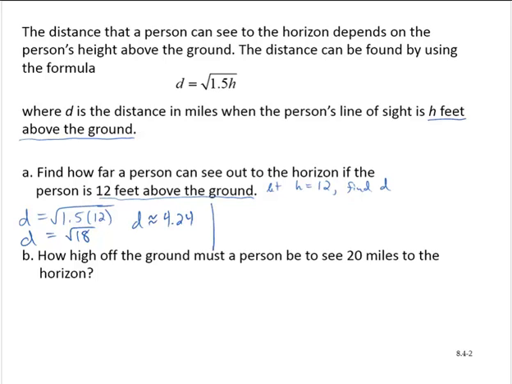Alright, so let's answer that. The question was, find how far a person can see out to the horizon. So a person at a height of 12 feet can see about 4.24. Now d is the distance in miles, so about 4.24 miles out to the horizon.